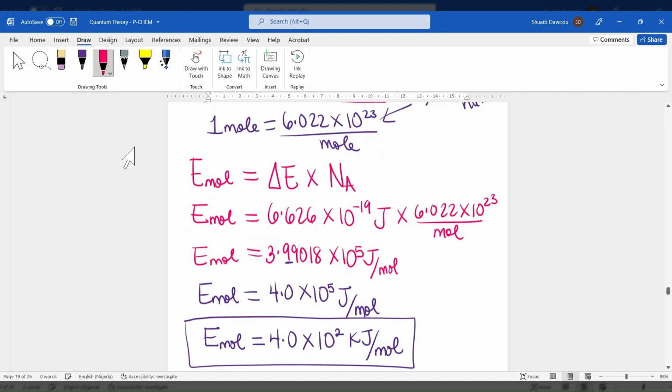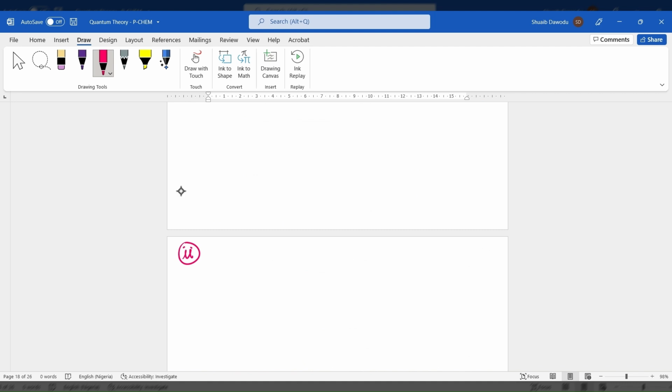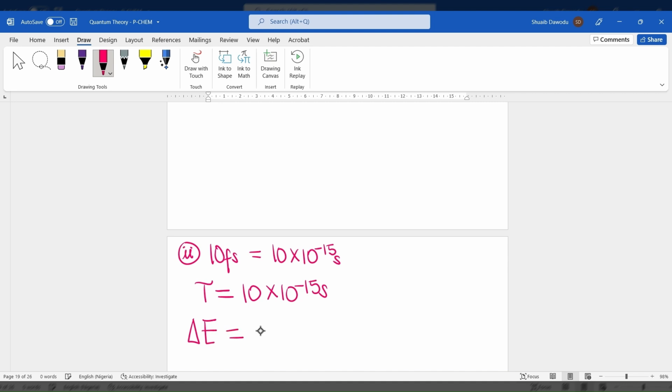where we were told a molecular vibration of period 10 fs. So 10 fs, like I said, is simply 10 times 10 raised to the power of negative 15 seconds. Now we're supposed to find this. And don't forget, the period is what we're given, which is 10 times 10 raised to the power of negative 15 seconds. And then we're supposed to find the change in energy, or just the energy of the quantum.